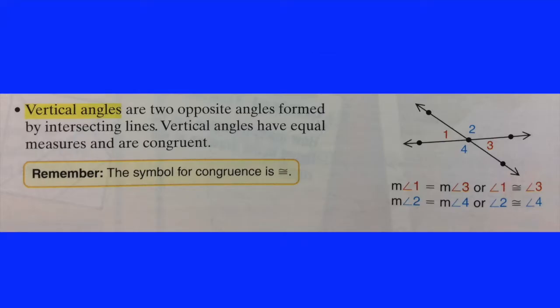Now, vertical angles are two opposite angles formed by intersecting lines. The vertical angles have equal measurement and are congruent. Congruent means they're equal in value. Their measure is exactly the same. So angle 2 and angle 4 are congruent. Angle 1 and angle 3 are congruent. This is a rule that governs any two intersecting lines: the opposite angles will be congruent.